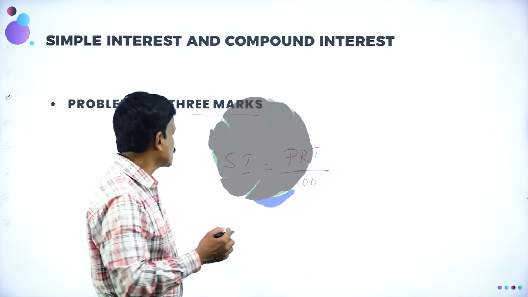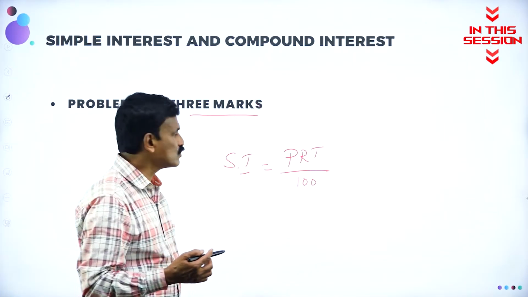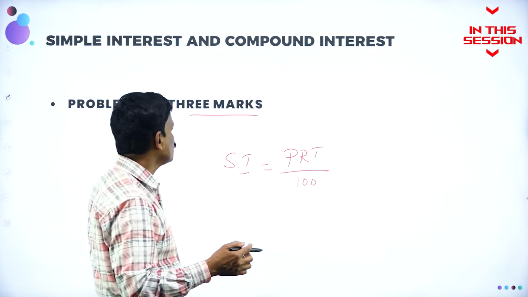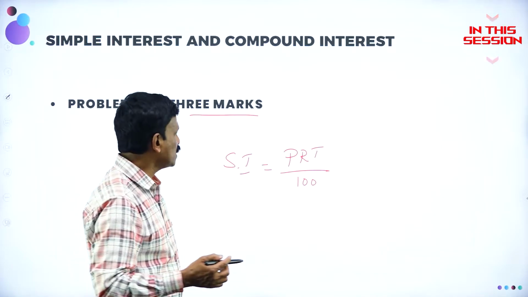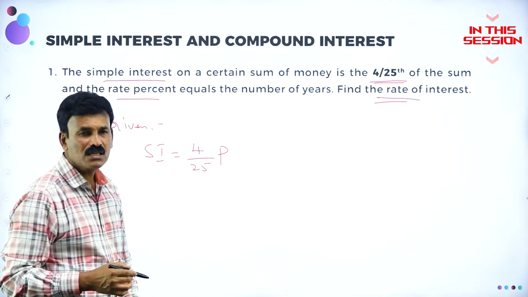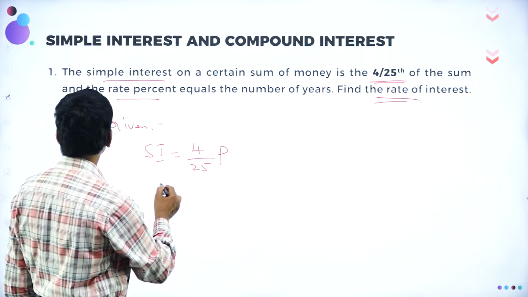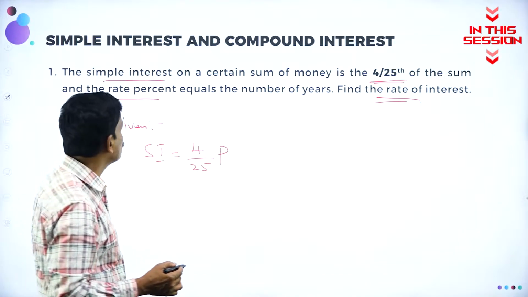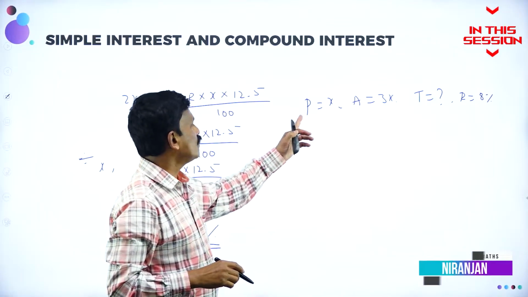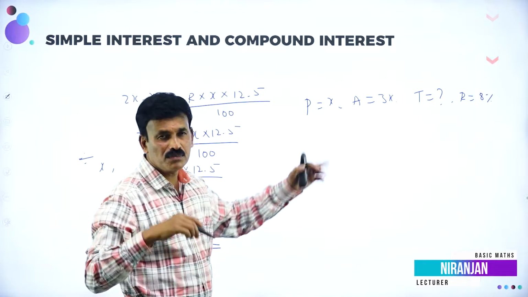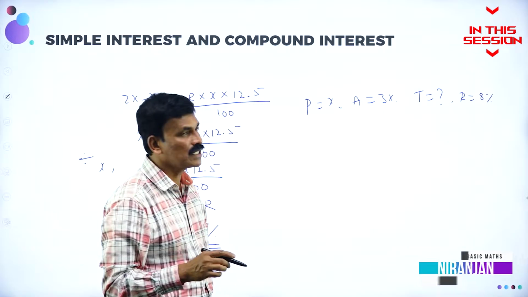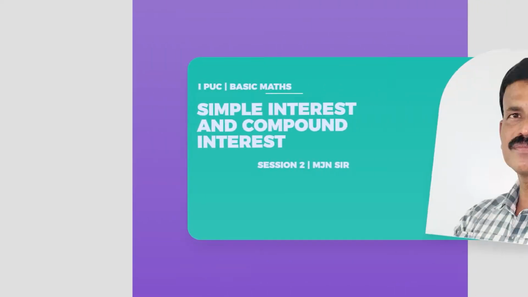The simple interest is calculated using the formula SI is equal to PRT over 100. P is the principal, R is the rate of interest, and T is the time taken. The simple interest is 4 by 25th of the sum, which is nothing but 4 by 25 times the principal. The second condition is when the principal is X, the amount becomes 3 times X at the rate of interest 8%, and the time taken is to be determined.